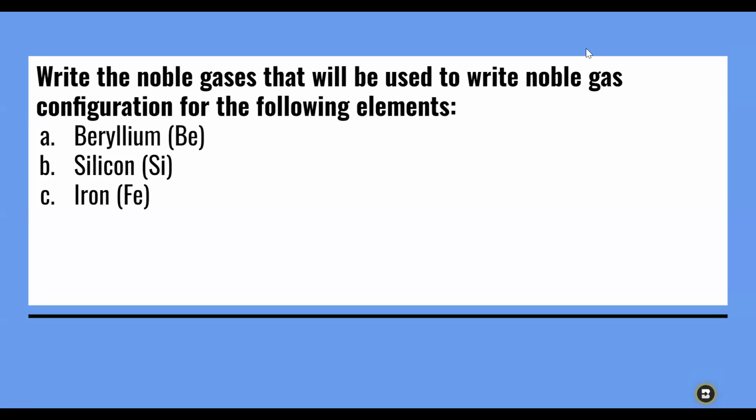So I would like to pause the video and have the demonstration for you. I hope you have your periodic table. Okay. So look at your periodic table. I think I've done beryllium before. So for beryllium, the noble gas we can use to write the abbreviated electron configuration will be helium. So it will be this, helium.